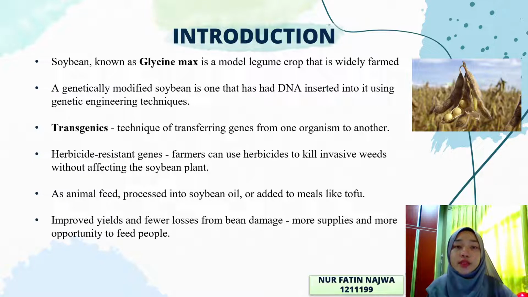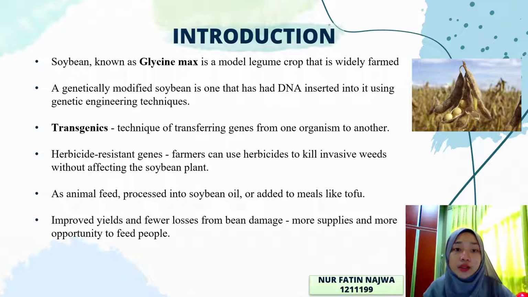Soybean, which is also known as Glycine max, is a model legume crop that is widely farmed for human food and animal food around the world. A genetically modified soybean is one that has had DNA inserted into it using genetic engineering techniques. Transgenic, which is the technique of transferring genes such as those associated with herbicide resistance from one organism to another, is commonly used to modify soybean.